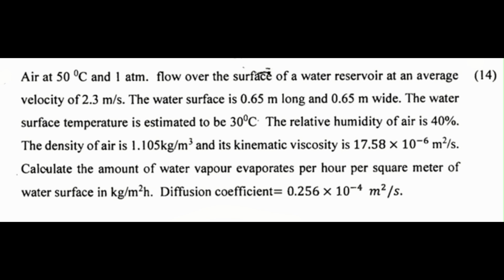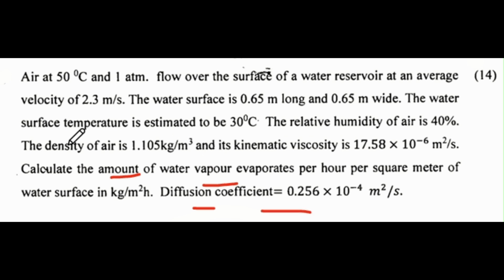The water surface is 0.65 meter long and 0.6 meter wide, and the surface temperature of the water is 30 degrees Celsius. The relative humidity of the air above the water surface is 40 percent. Density of air is given, kinematic viscosity of air is given. You have to determine the amount of water vapor that evaporates per hour per square meter of the water surface. That means we have to find it in the unit kilogram per meter square hour. And the diffusion coefficient is also given.